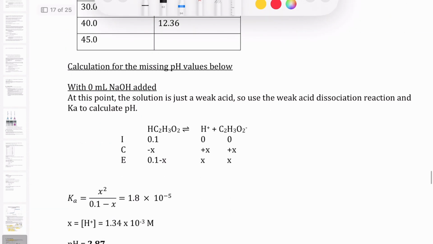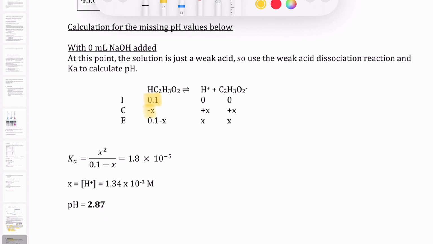And that's exactly what I did here with 0 milliliters of NaOH added. All I did was set up my weak acid equilibrium. This is the concentration initially, and then we're going to lose a little bit due to the slight dissociation. Then we're going to have these as our equilibrium concentrations.